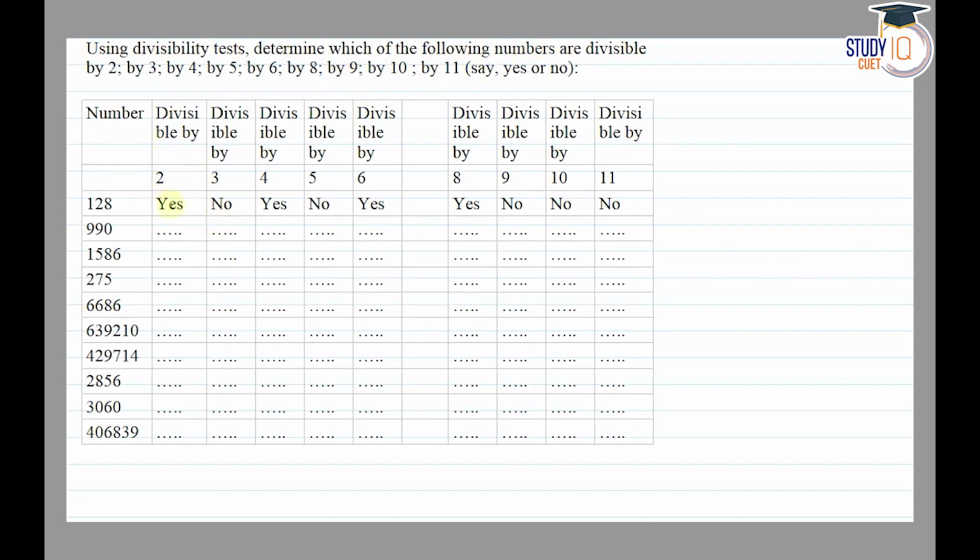So first हमें given है divisible by 2. So all even numbers are divisible by 2. So this is even, odd, even, odd.